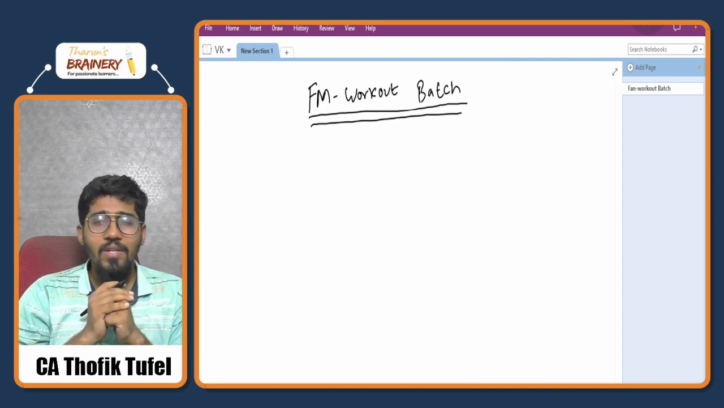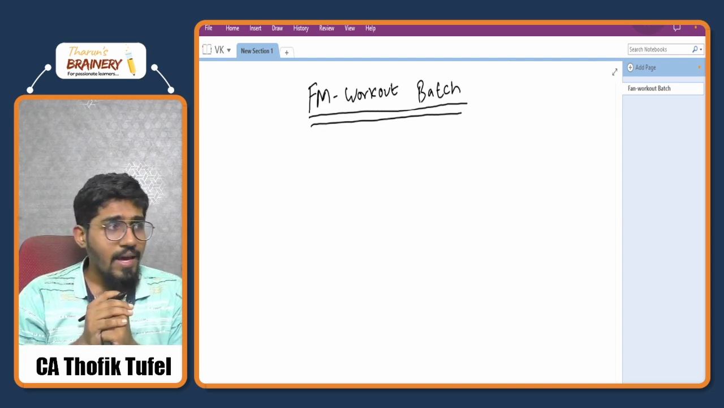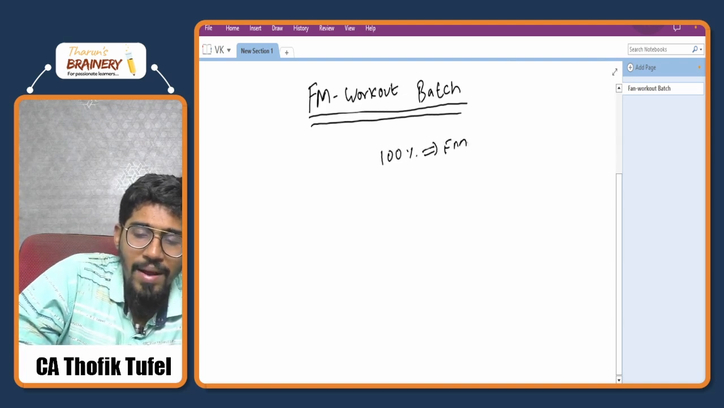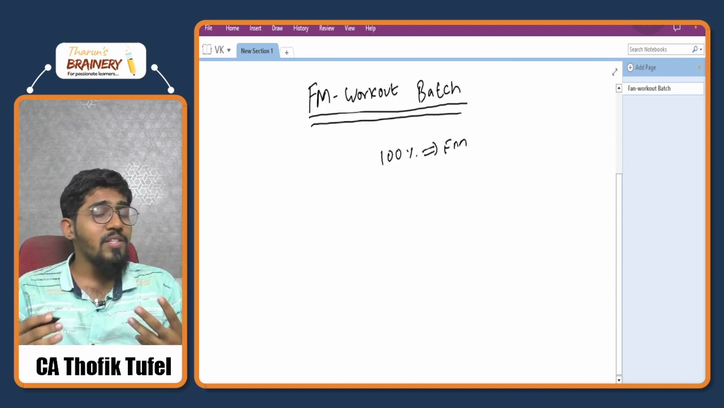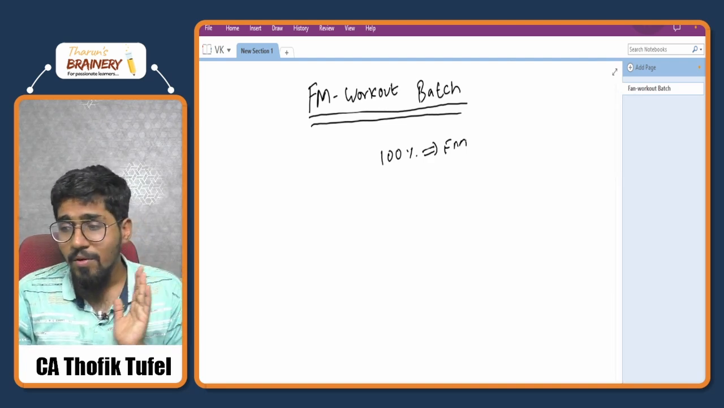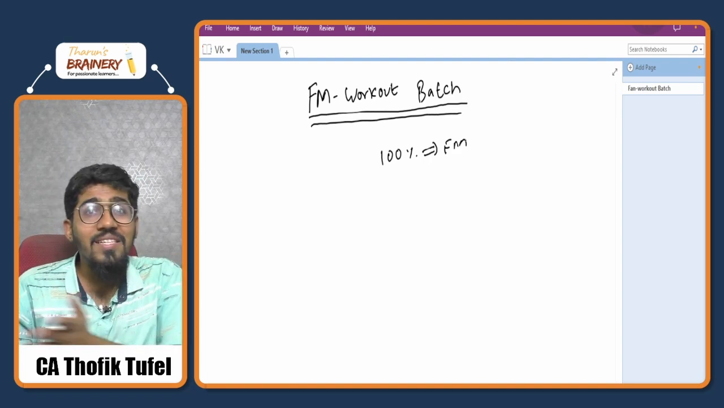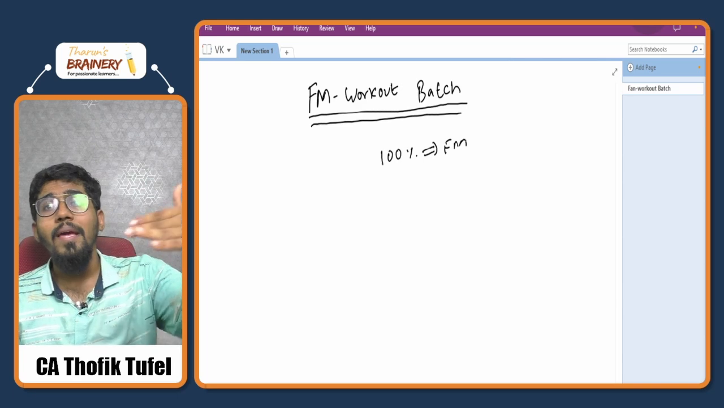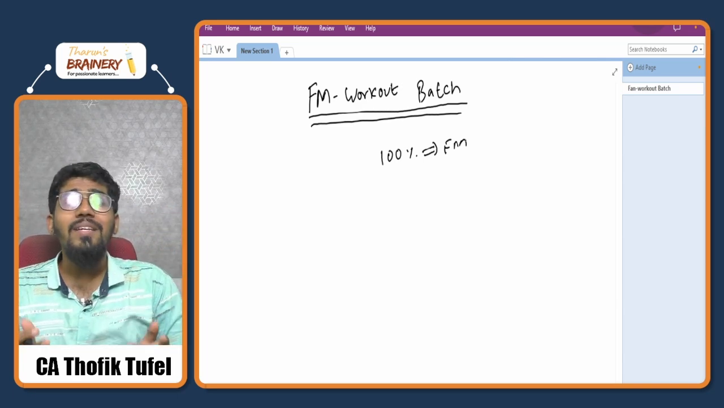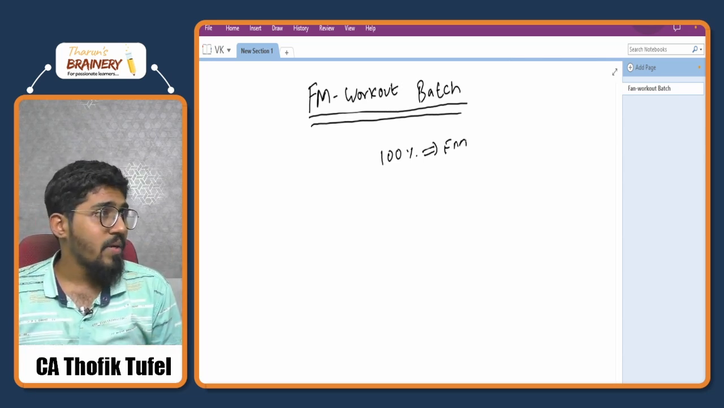So the first one is that in this workout batch, I am going to cover 100% of financial management, but 100% in terms of weightage. So we are not going to leave any topics. We are not going to solve only A category chapters; C category chapters will be solved too. So from A, B, C, whatever the category is, we are going to solve all the problems, keeping in view that we have an exam perspective.